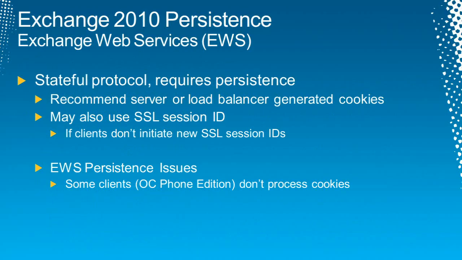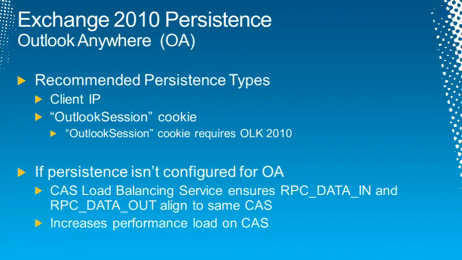EWS is a stateful protocol as well, so it requires persistence. We recommend a server or load balancer generated cookie there, or SSL session ID. It depends on your EWS clients or endpoints. Persistence issues: the original Office Communicator Phone edition, for example, doesn't process cookies, and so cookie-based persistence for that client type isn't relevant. But typically newer clients for EWS are aware of the concept of cookies and will process them, so we can use cookie-based persistence.